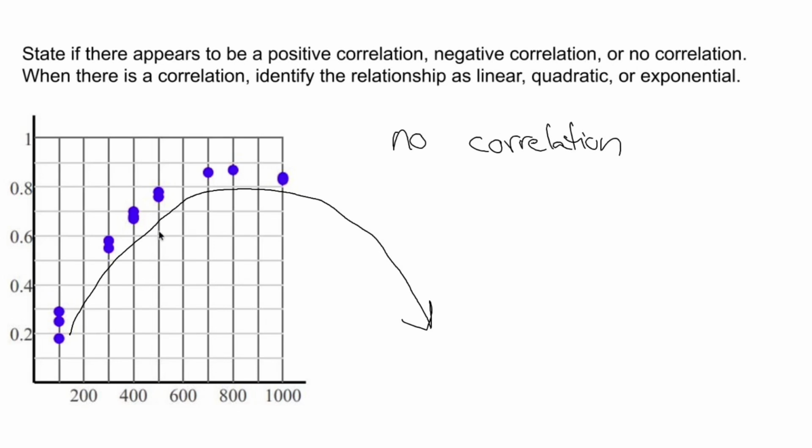But since it is going up and coming back down, I would argue that this is a quadratic relationship. Okay? No correlation, quadratic relationship. That's what I'm going to go with.